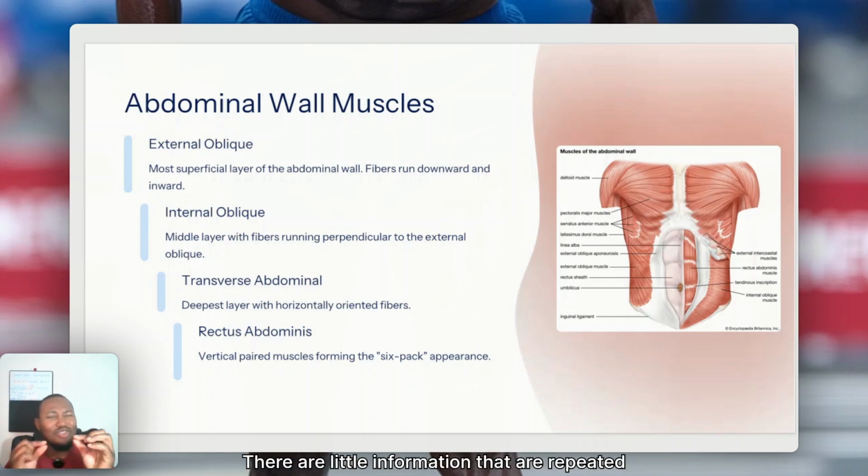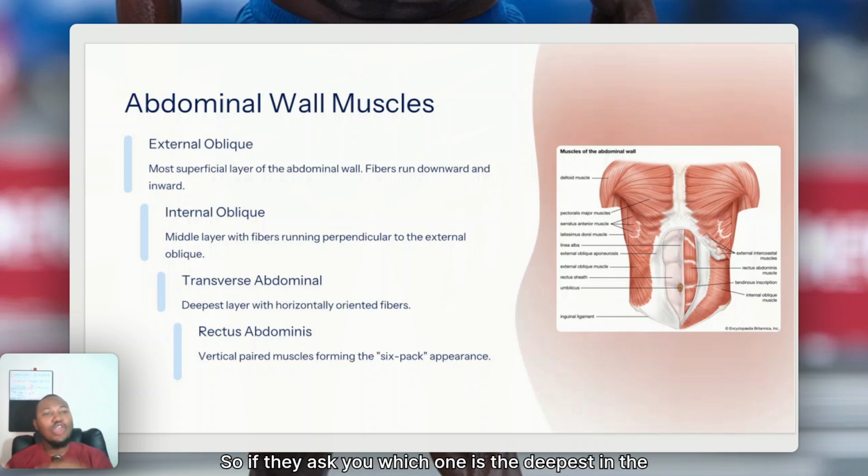There is little information that is repeated always, such as in terms of the external oblique, you have to know that the external oblique is the most superficial. That's the most external. All right? And the deepest is the transversus abdominis.